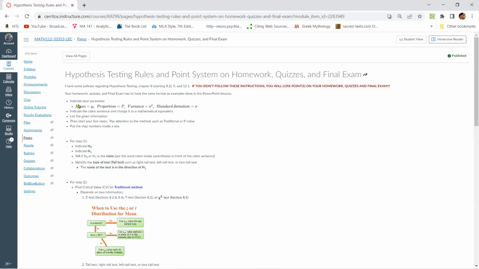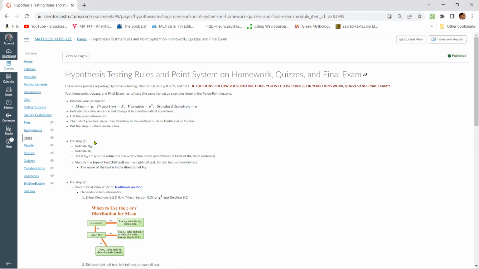She tells you, you have to indicate what your parameter is for the problem, either the mean mu, the proportion p, the variance sigma squared, or the standard deviation. The claim sentence, and change it to a mathematical equivalent. You list the given information, and then you start your 5 steps. You put the step numbers inside a box, and then she gives you the 5 steps down here.